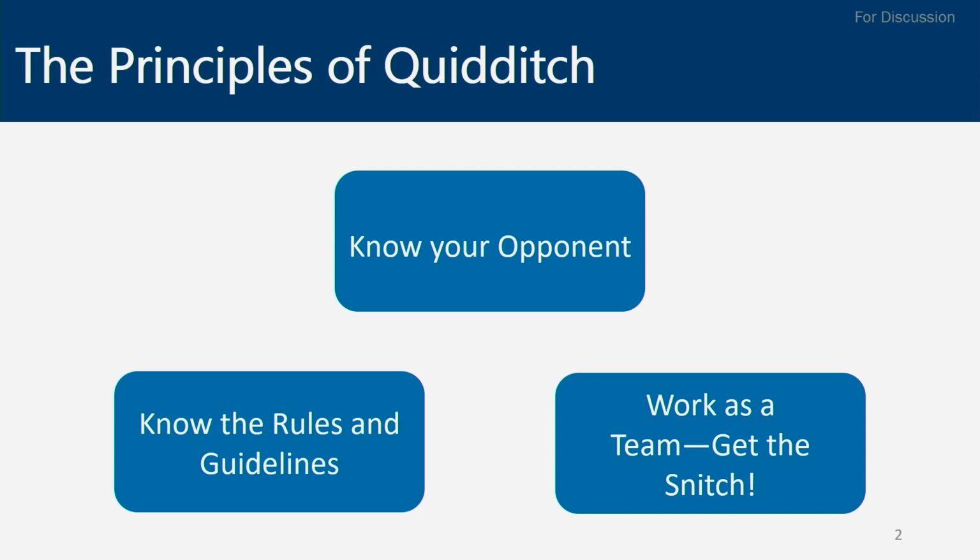Before we dive in, I would like to review the principles of Quidditch. Know your opponent. Understanding how different viral hepatitis infections manifest in the body is like knowing your opposing team's strengths and weaknesses. Equally important is understanding the rules and guidelines around testing for different types of viral hepatitis. But the most important principle is to work as a team. With collaboration from the Wisconsin Clinical Laboratory Network, or WCLN, hospitals and health departments will capture the golden snitch.